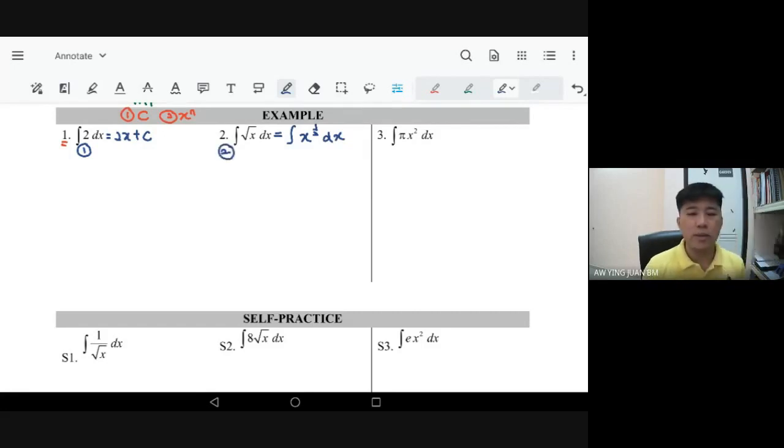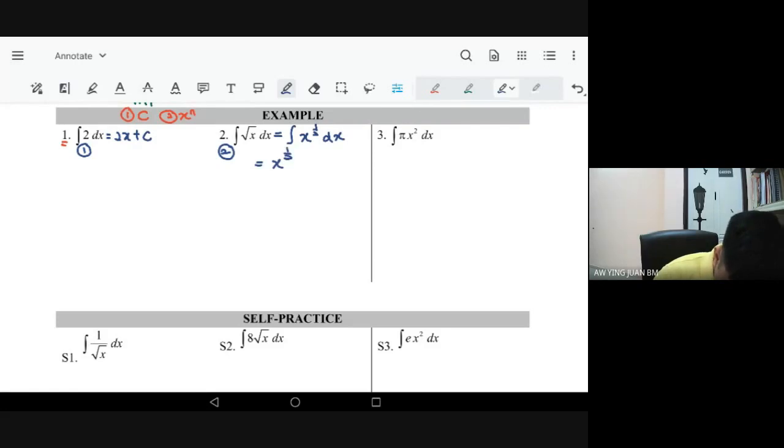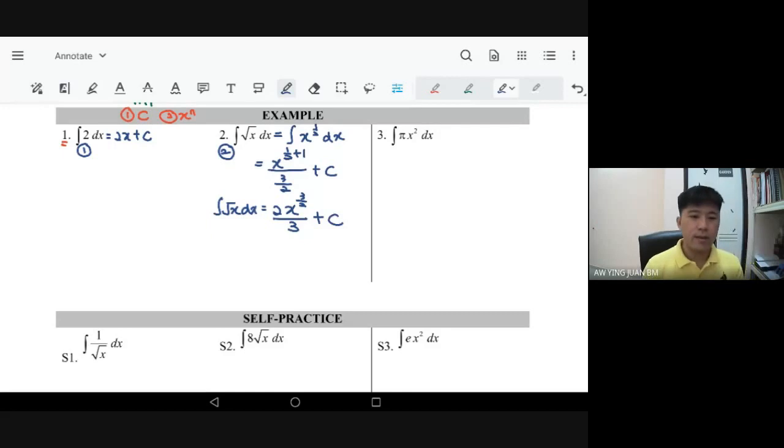Rules yang number 2. Macam mana? Iaitu X to the power of 1/2 plus 1 over 1/2 plus 1. Saya tahu jawapan saya 3/2 plus C. Rewrite the situation. Integrate square root of X with respect to X. Jawapan saya 2X to the power of 3/2 over 3 plus C. Tengok macam mana saya menjawab soalan. Okay, continue.